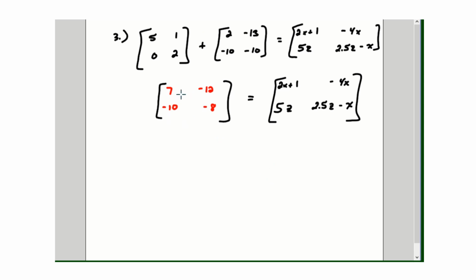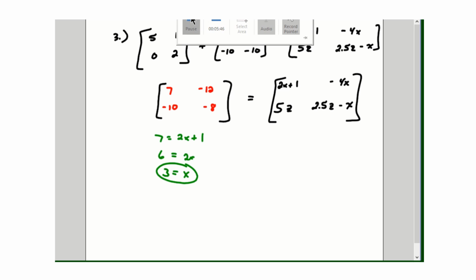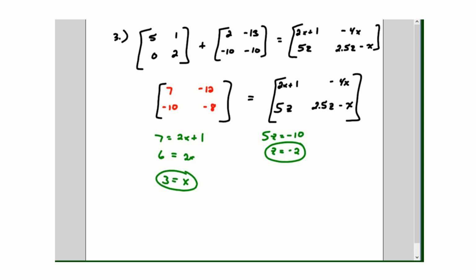Now that we've got a single matrix, we can set each element equal to its corresponding element of the matrix on the right side. So you have 7 equals 2x plus 1, which simplifies to x equals 3. And I will give you some time to finish it up. All right, good. A lot of this is just Algebra 1 review, just in the context of matrices. We have 5z equals negative 10, so z is negative 2 for those elements right there.